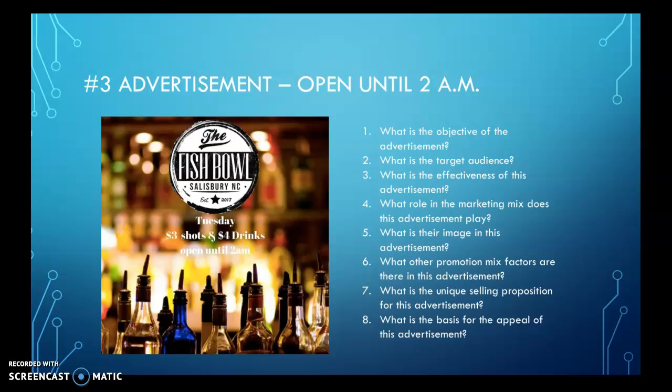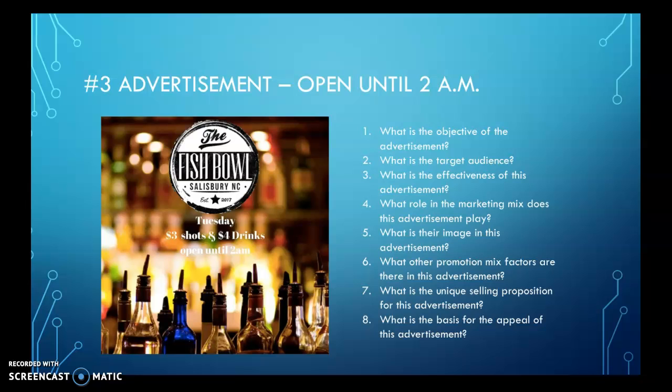What is the effectiveness of this advertisement? You could ask yourself if you've ever closed early on a Tuesday night because people haven't been coming. How many shots did you sell that night? How many drinks did you sell, etc., etc. Type those things, and you could do it like I've mentioned before with the previous ads. Do it before, compare before the advertisement came out versus after the advertisement came out.